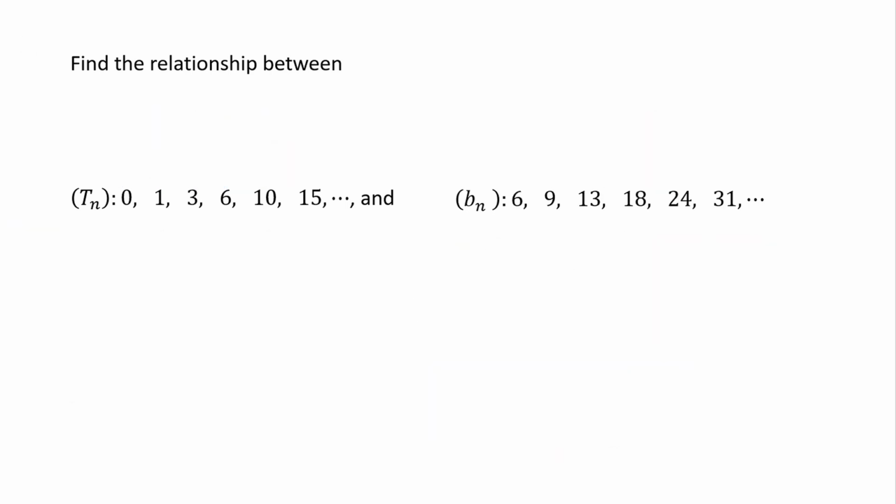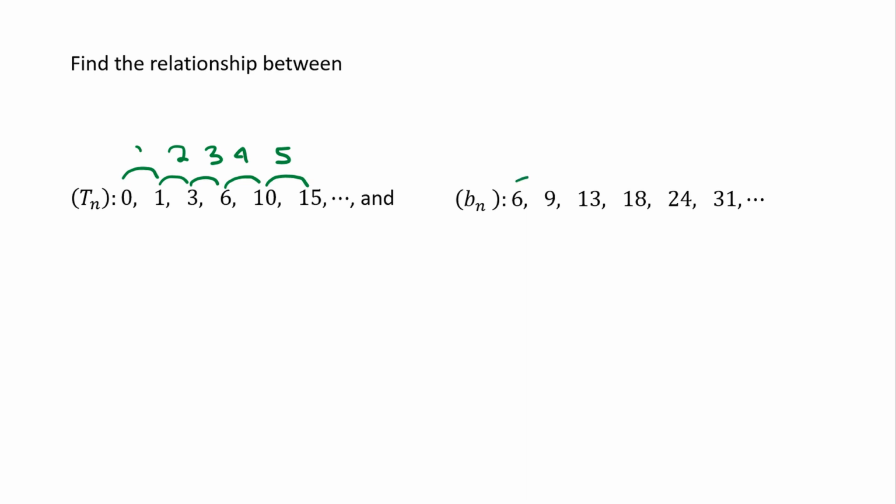Find the relationship between the sequence t sub n, the triangular numbers, and an unknown sequence, b sub n. I always begin by looking for patterns, and that's usually done by looking at the gaps between the terms. I know that gaps between my triangular numbers increase by 1. So we go from 1 to 3, 3 to 6, 6 to 10 is 4, 10 to 15 is 5. Now let's look at the gaps for the b sub n.